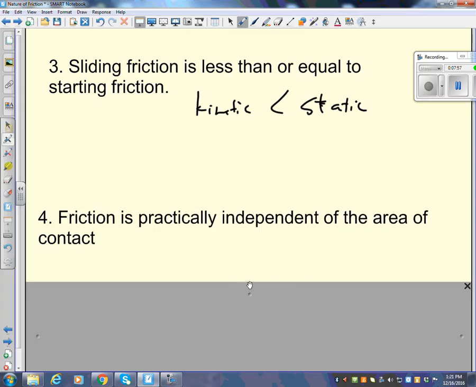Here's a controversial one. Friction is practically independent of the area of contact. The idea is this. I used to get a textbook to demonstrate this. Would you agree that the spine of the book is the same material as the back of the book? Yeah. So the amount of friction when it's flat like this, and the amount of friction right here, is the same.